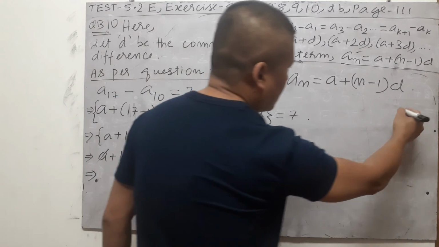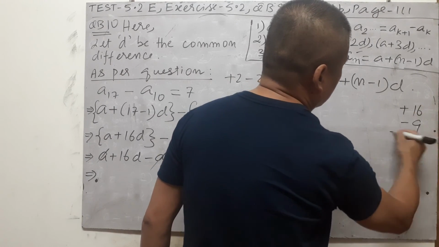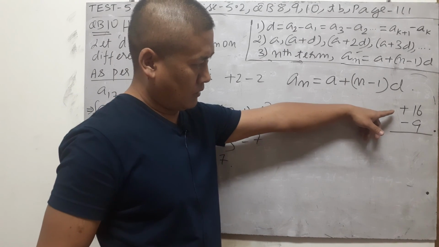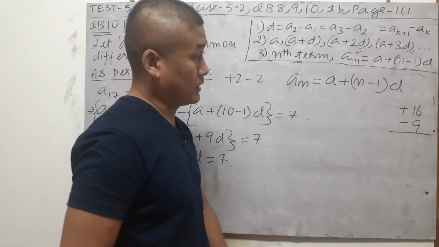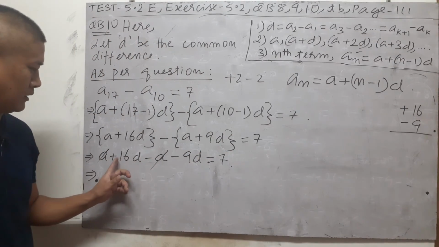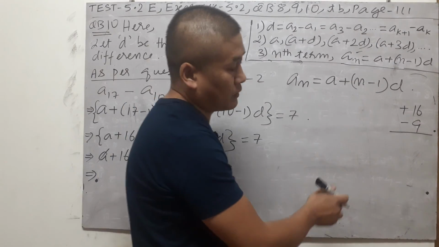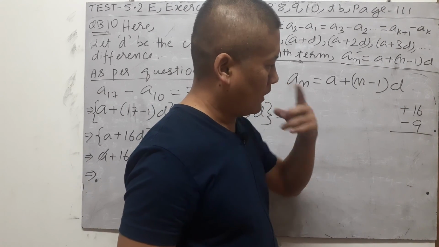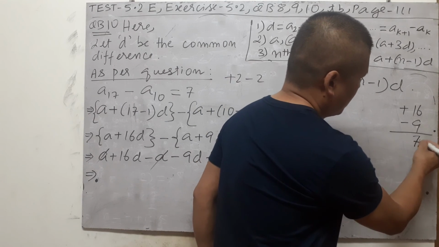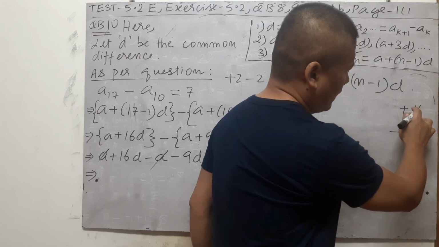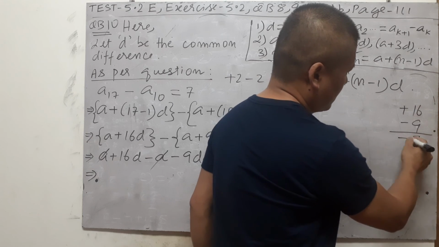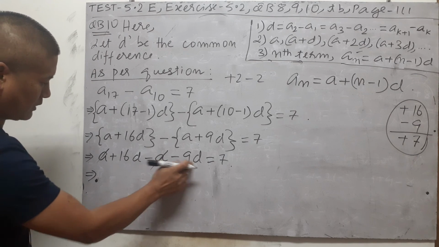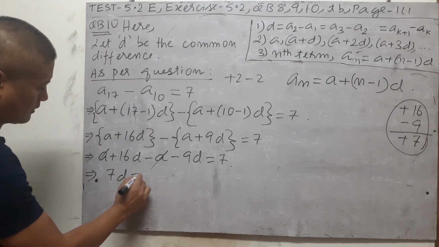The bigger one is plus 16, the smaller one minus 9. Put the higher absolute value up with its proper sign. 16 has a plus sign, 9 has a minus sign, so plus minus means subtraction. 16 minus 9 is 7. So you get 16D minus 9D is 7D.